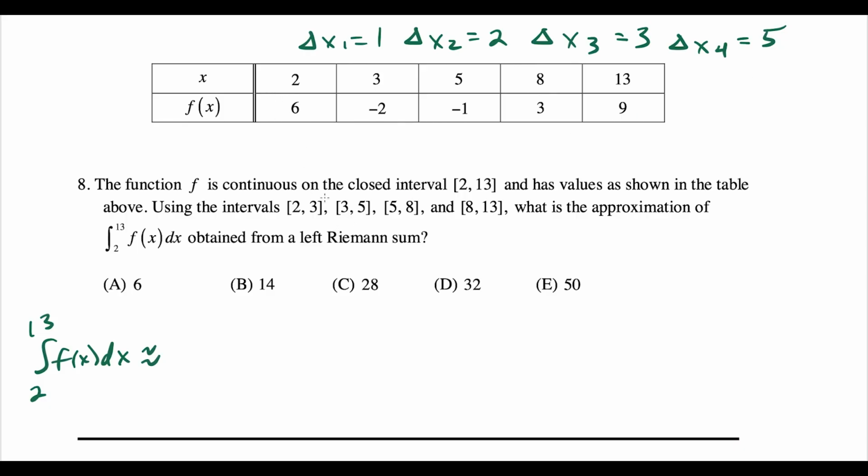So when we set this up, now we're doing a left Riemann sum, and we have 4 subintervals. That means we're going to be using the 4 y values to the left, and we're going to leave out 9. This is not going to be included in our Riemann sum here because it's a left Riemann sum.